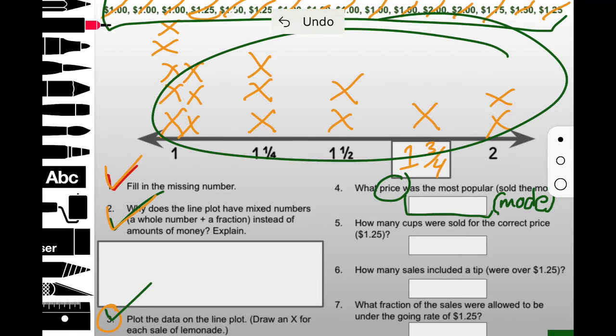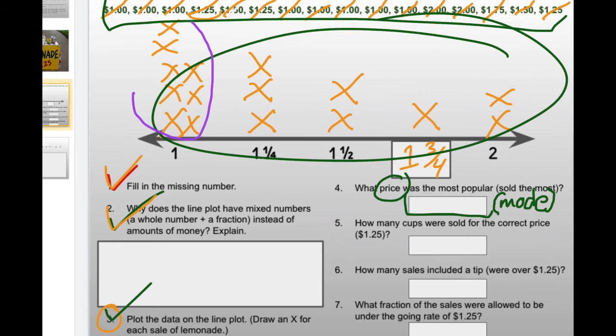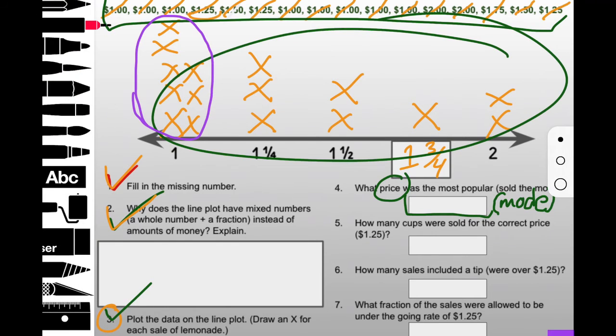Okay? Well, it's pretty easy to see, and this is where, if you did the line plot correctly, you would clearly recognize that this right here, the $1 amount, was the largest number of sales. So I'm going to put in here the actual price of $1. Some of you just wrote a 1, but the correct answer would be $1. Okay? And I'm going to check it off. I'm done with that one.